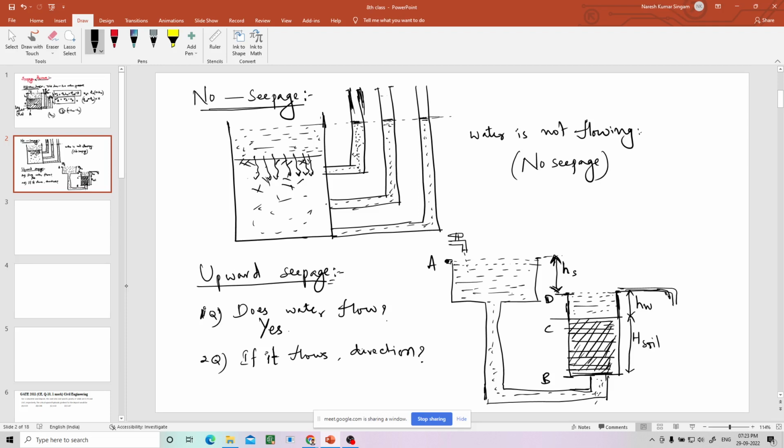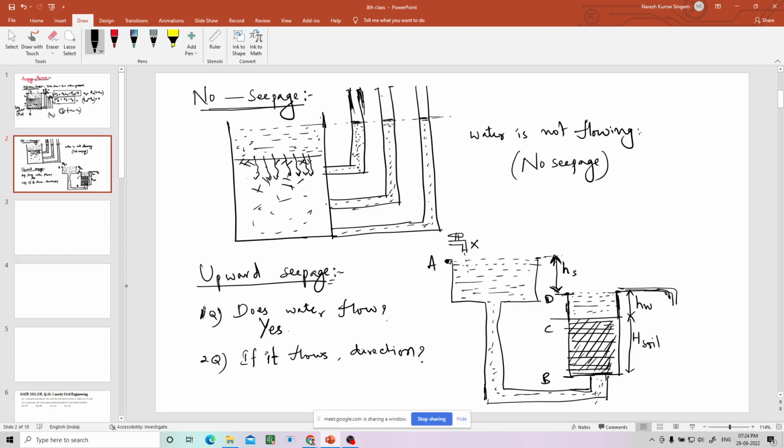Suppose you are stopping the water from entering. What will happen? Can you tell me? Suppose I am closing this tap. Can someone tell me what will happen? If you close this tap, water will follow the path and after that it will leave its course. Yeah, you are right.